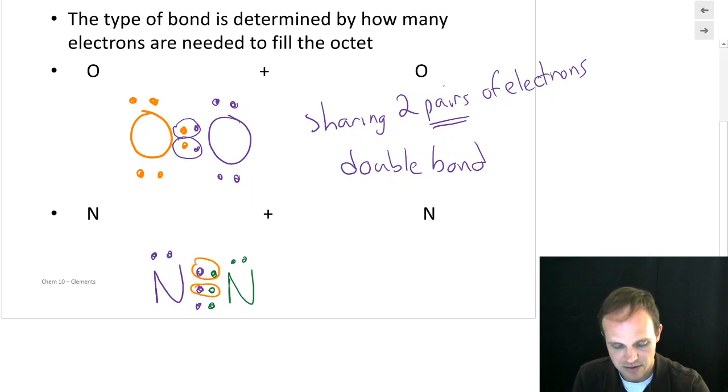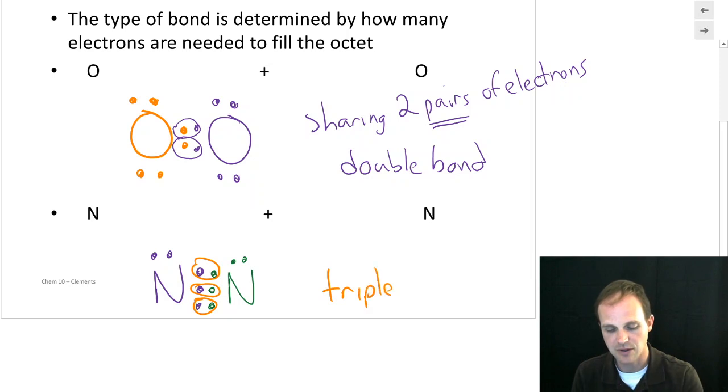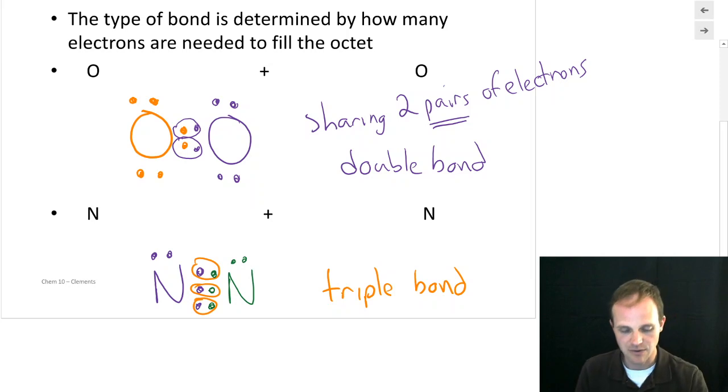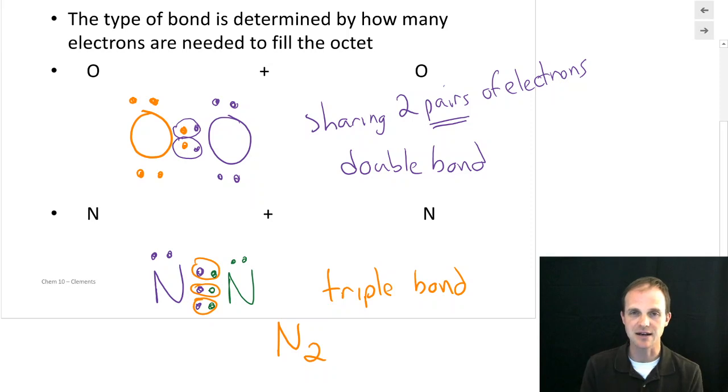They're going to share 3 pairs of electrons. 1, 2, 3. And what do you think we call that? We call that a triple bond. And so nitrogen has a triple bond. We write the formula just as N2 because there's 2 nitrogens there. We don't do anything special, but we know that inside there, they're sharing 3 pairs of electrons.